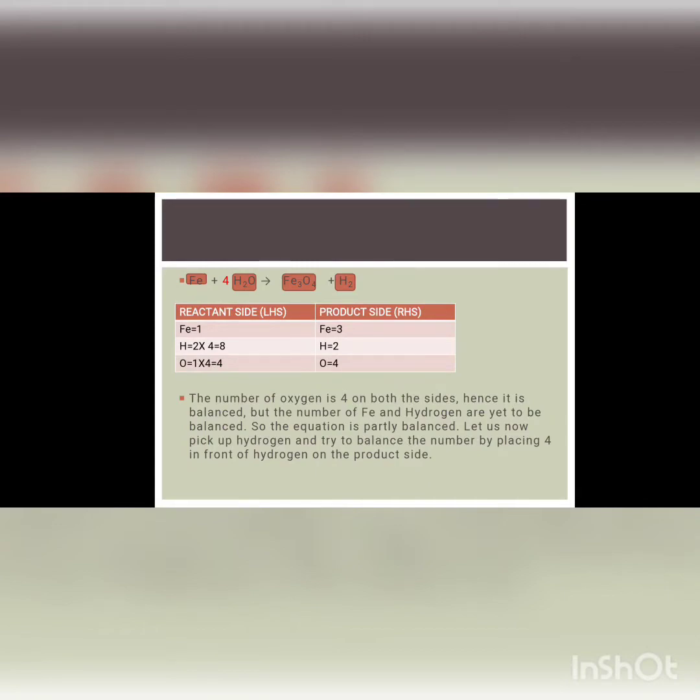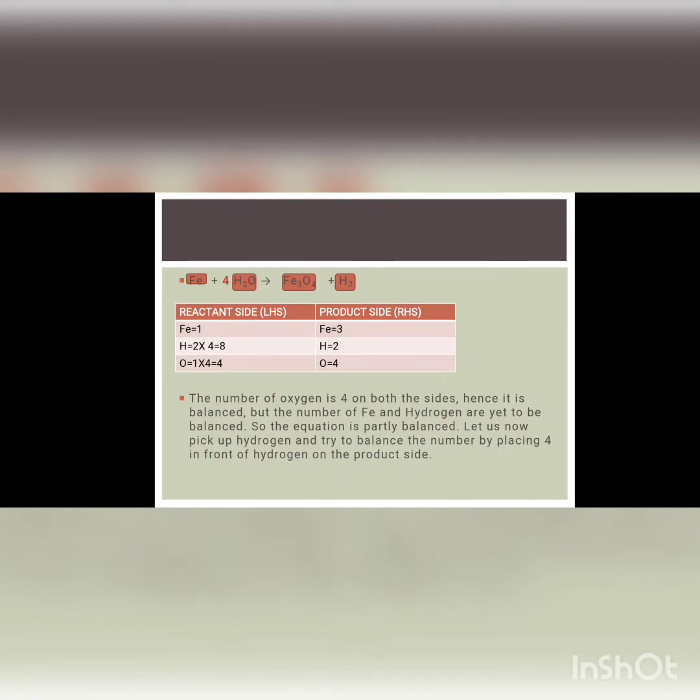By placing 4, as you can see in the equation, the number of hydrogen becomes 4 into 2, that is 8. Number of oxygen becomes 4 into 1, that is 4. Iron remains the same. On the product side, we will see now the number of hydrogen is 2, oxygen is 4. So we have to balance iron and hydrogen.